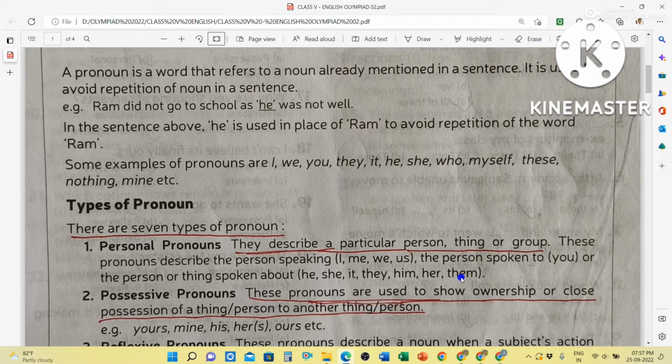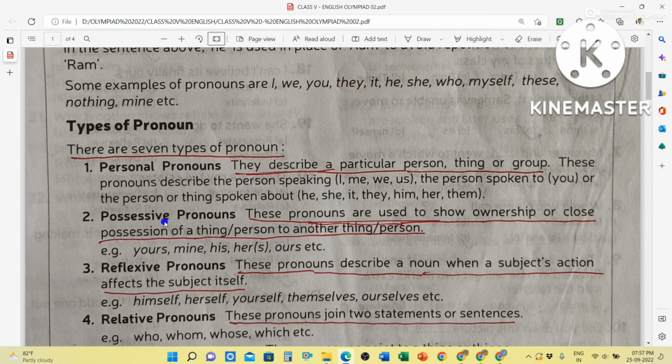For example, when we are going to speak a sentence, we become the person who speaks. So that is I, me, we, us. These are the person speaking and the person spoken to. That means when I speak something, I will speak to you. So you are the person spoken to. And when we talk about something or some person, that is the third person, that is he, she, it, or maybe a thing. So these all are the personal pronouns.